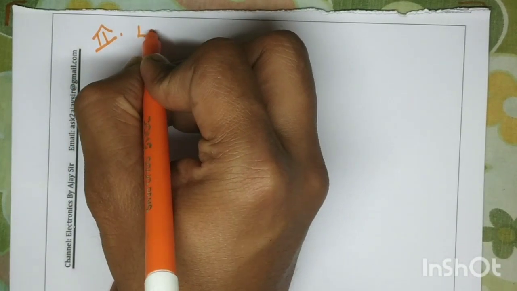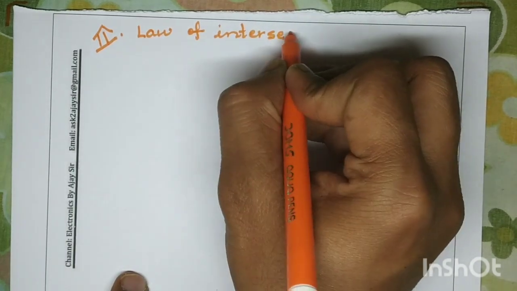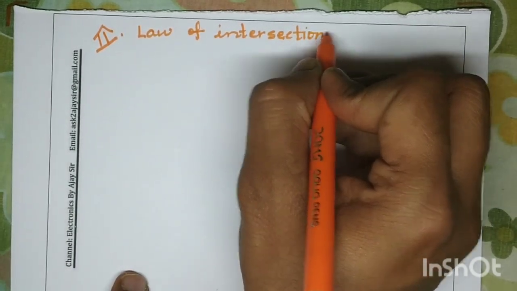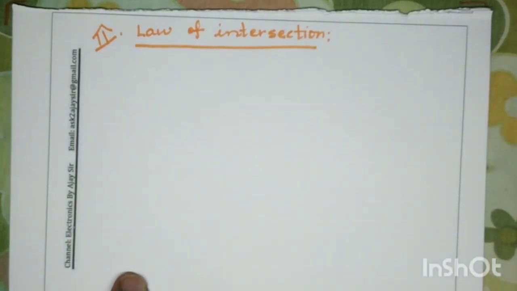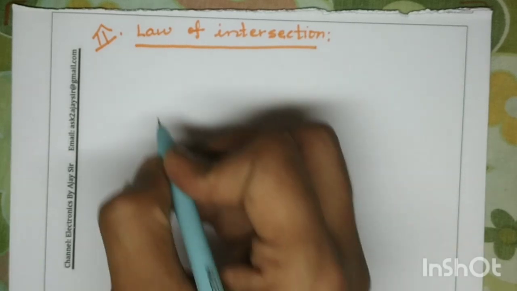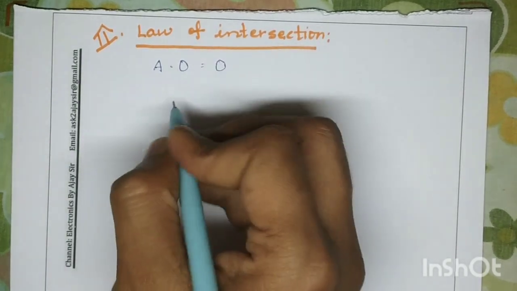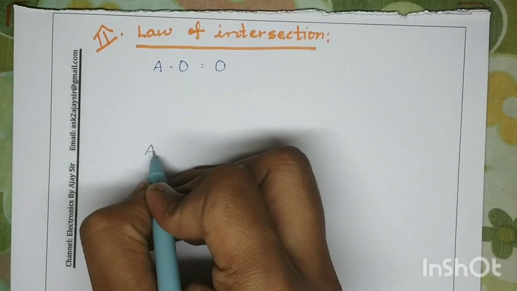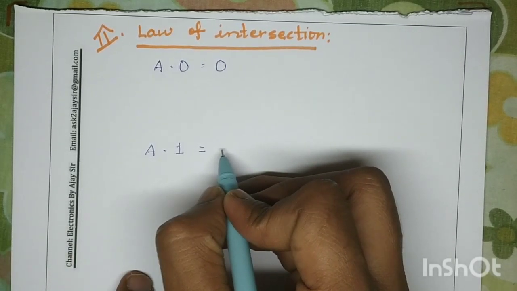Next law, it is called the law of intersection. In the law of intersection we have two laws. One, it is a dot 0 is equal to 0. Another one is a dot 1 is equal to a.